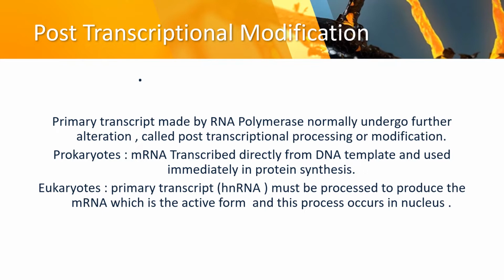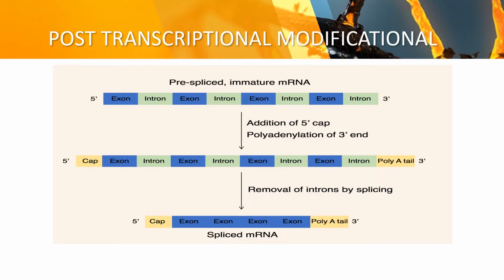In prokaryotes, mRNA is transcribed directly from the DNA template and can be used immediately in protein synthesis. In eukaryotes, the primary transcript must be processed to produce the mRNA, which is the active form, and this process occurs in the nucleus. In post-transcription modification, three processes happen: 5' capping, 3' poly-A tail addition, and RNA splicing, where the introns are removed from the immature mRNA and exons are joined together.